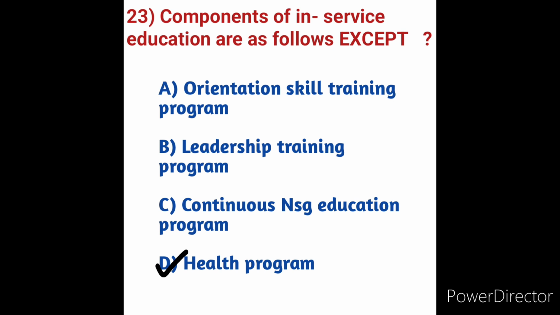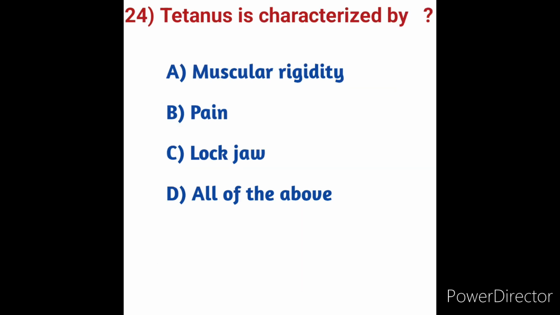Next we will move on to question number 24. Tetanus is characterized by, we will see the options. Option A, muscular rigidity. Option B, pain. Option C, lockjaw. Option D, all of the above.